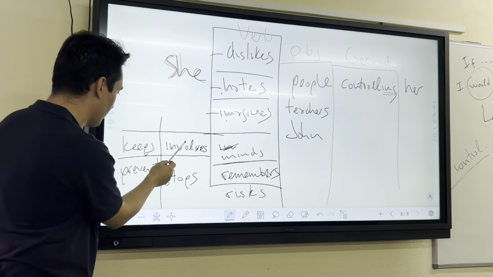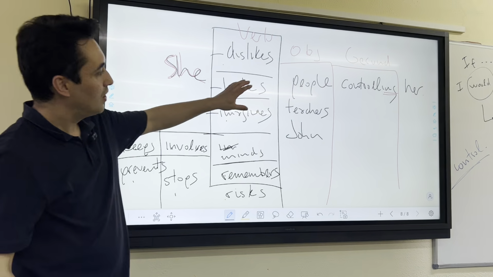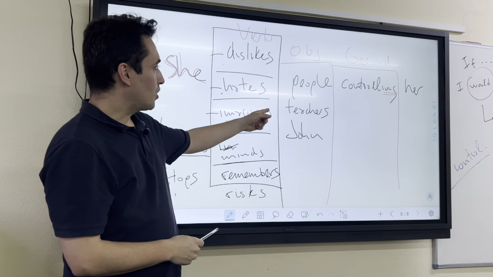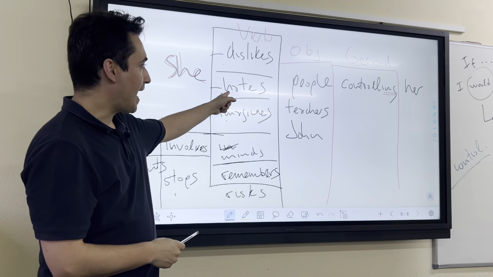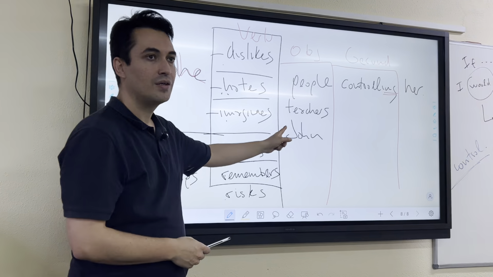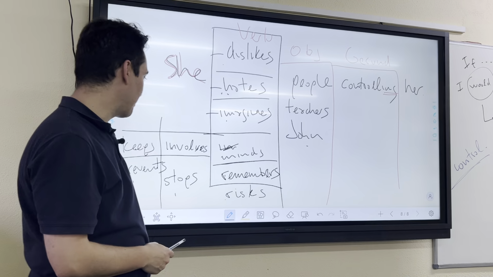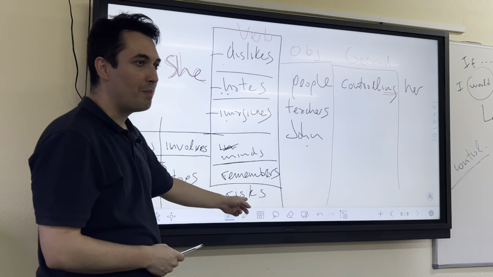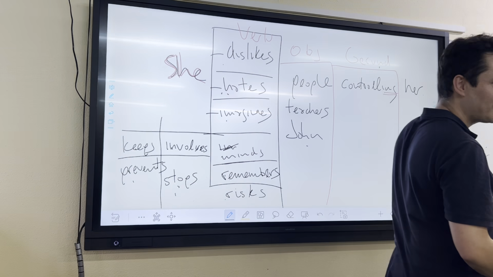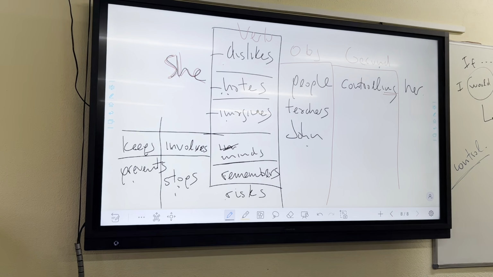Dislikes, hates, imagines, minds, remembers, risks, involves, stops, keeps, prevents, object, and gerund, yeah? Imagine somebody doing something. Hate somebody doing something. Remember somebody doing something. Stop somebody doing something. ING. And now, yeah, this is the end of the grammatical explanation.